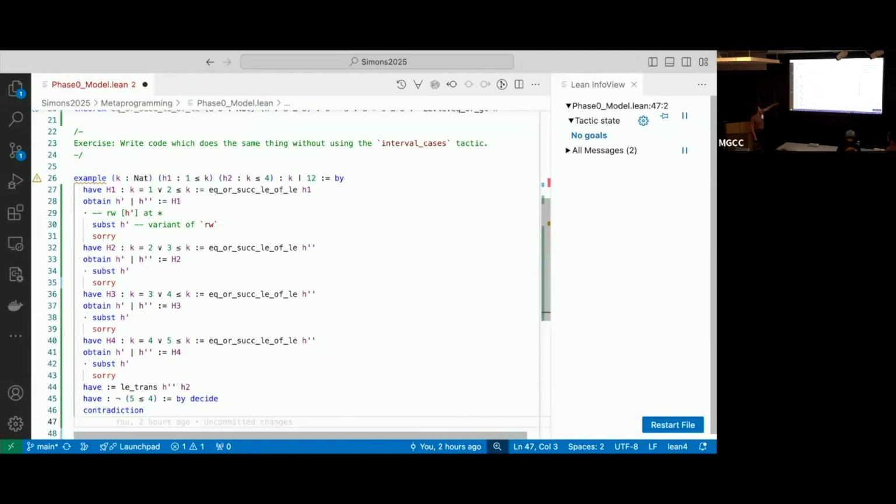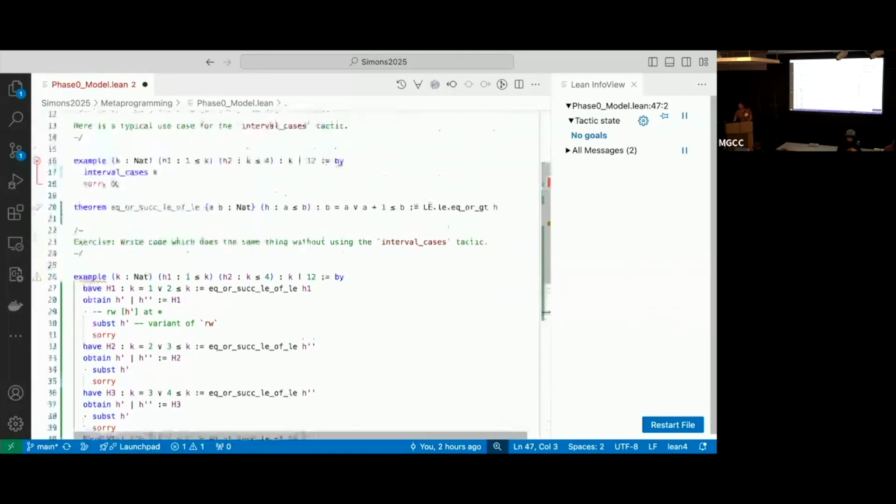So the tactic is somehow going to build all this stuff under the hood for us. Questions? And this is basically what the interval cases tactic up here is doing.